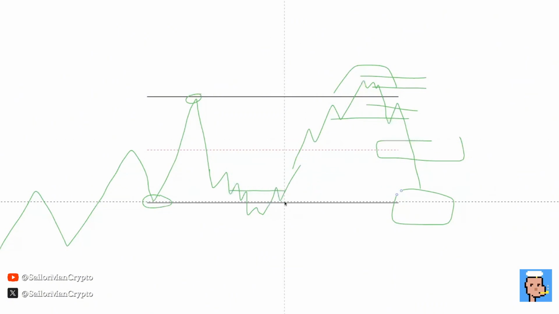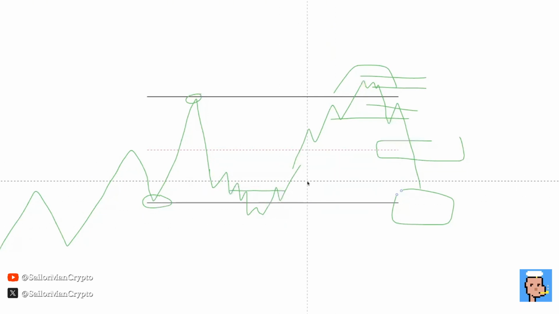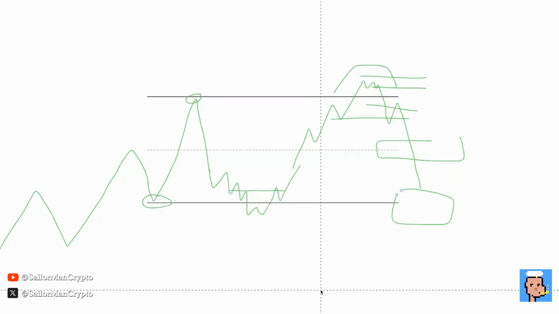You enter in demand, or supply if you're short. You hide your stop loss below the deviation. You don't want to see the price deviate back below again. You target mid-range, range high, and potentially a breakout of the range.